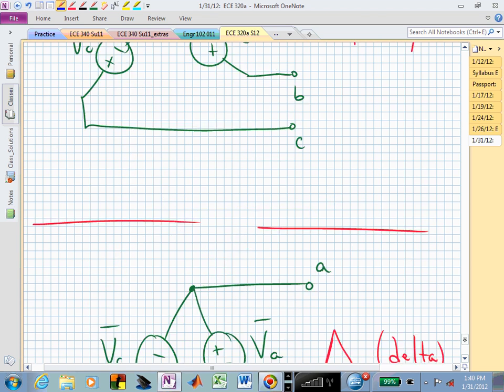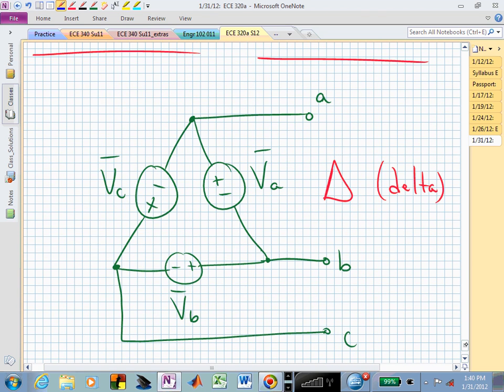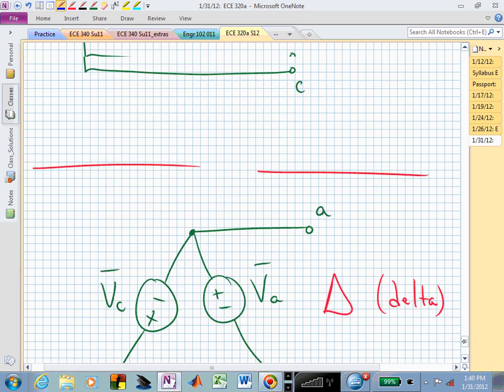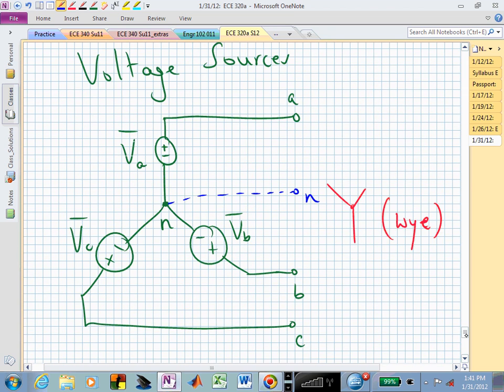if I was in this configuration, it's pretty easy. Where's the neutral conductor? There isn't any. What's my line voltage? Well, that's the voltage between A and B, or B and C, or C and A. Over here in the Y configuration, my line voltage could be from A to B. My line to neutral voltage would be A to N. So we're going to have different things going on.